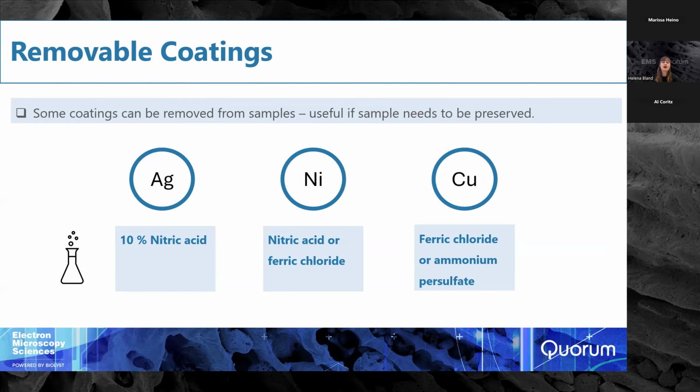This is just a side note about removable coatings. Sometimes metals can be selected based on the fact that they can be removed using chemicals. Silver, nickel, and copper are 3 examples of metal coatings that can be removed with dilute acid solutions in order to return the sample to what it was before without the coating. Sometimes that's something that people like to do so that they can get their samples back, not coated anymore, after they've done their imaging.